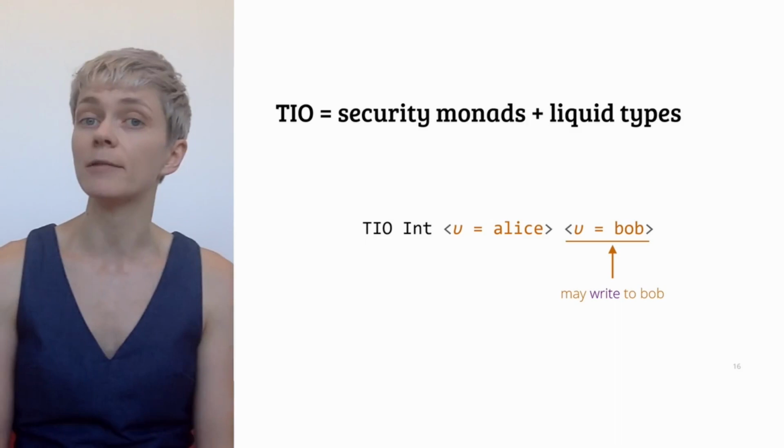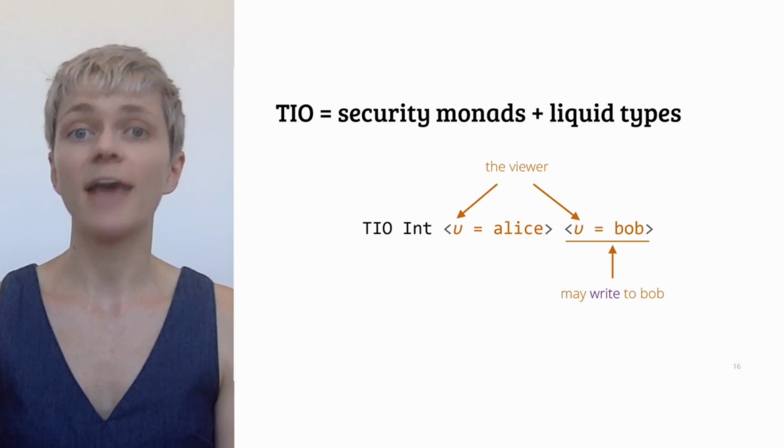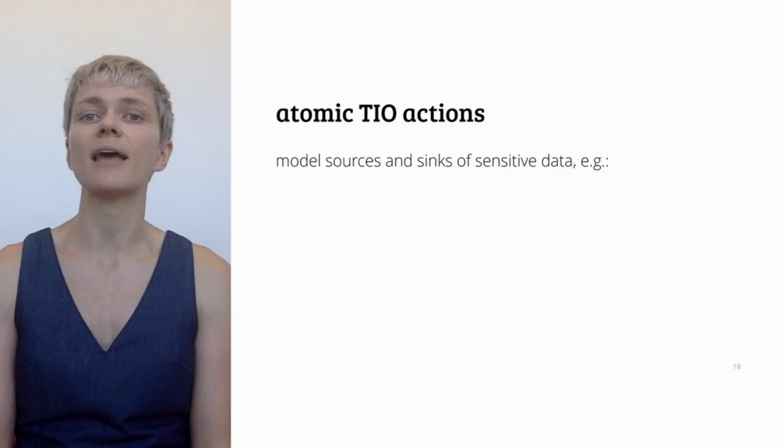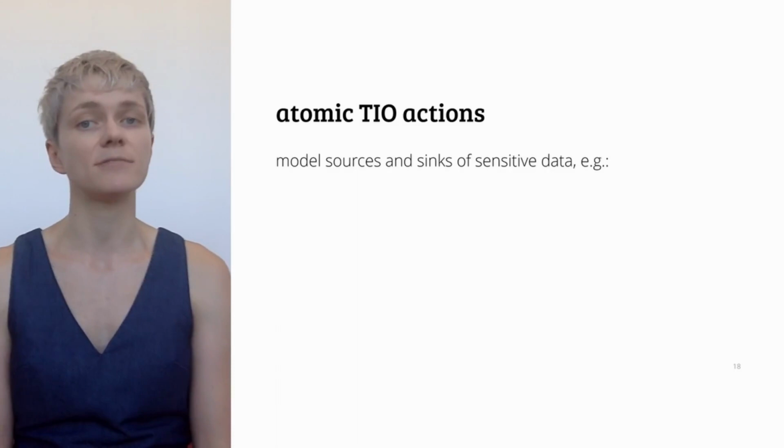Both labels are predicates from the refinement logic and can refer to variables in scope as well as a special viewer variable. Now let's see how a Lefty programmer builds TIO computations. The building blocks of a TIO computation are atomic input and output actions that the programmer writes to model sources and sinks of sensitive data in the system.